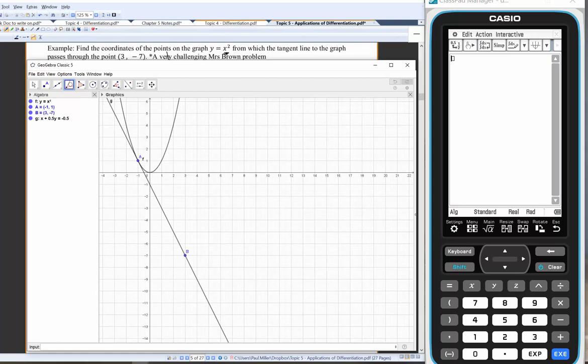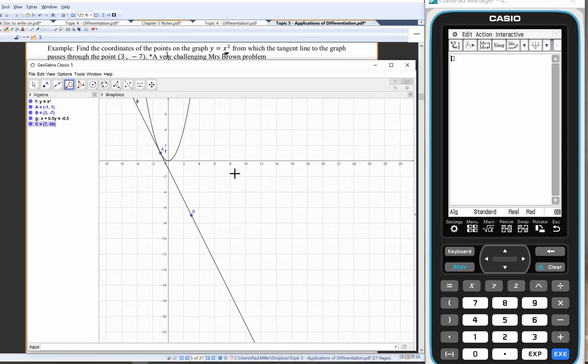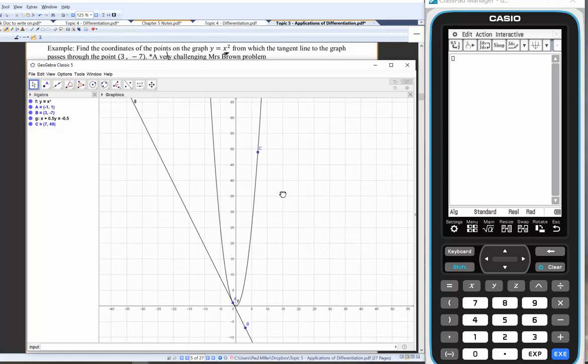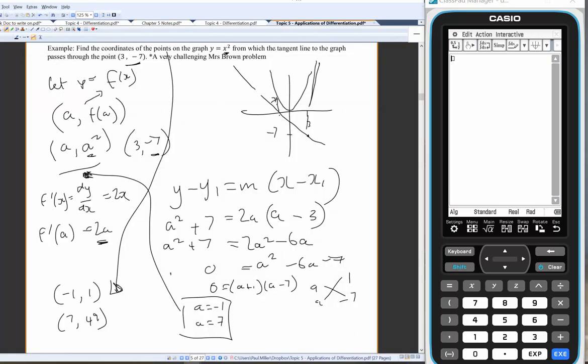Okay, so there's one point. Now the other one was (7, 49), which is way up there. There it is. All right, so what I'm predicting as well is that if I run a tangent at that point to this function, it will also run through this. Let's see. Select function, select point, bang, tangent goes through there. Beautiful.